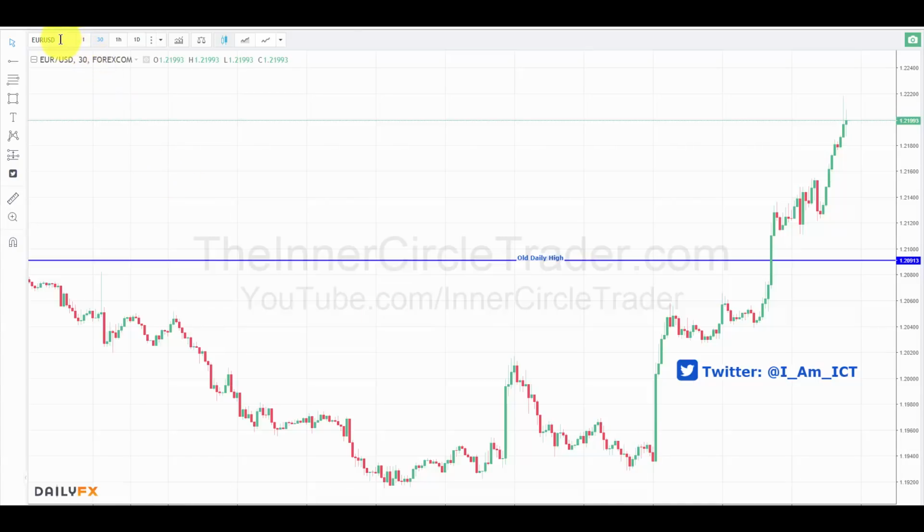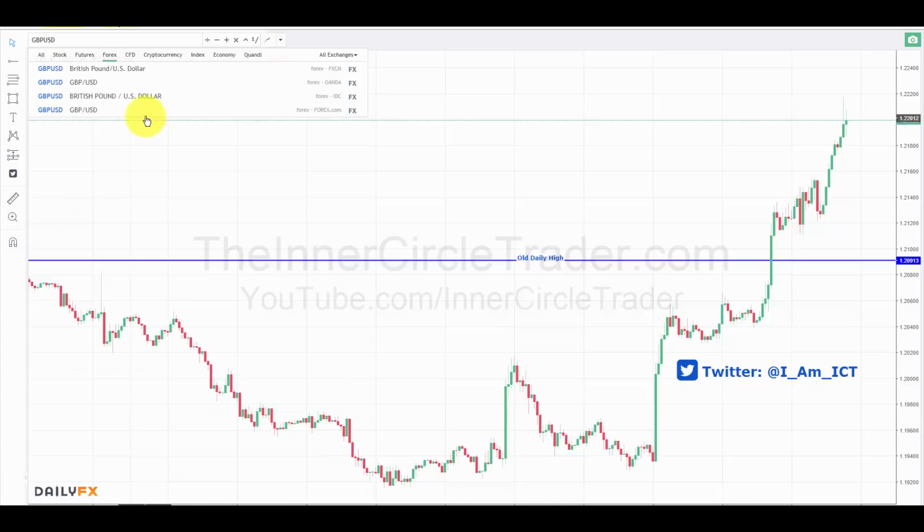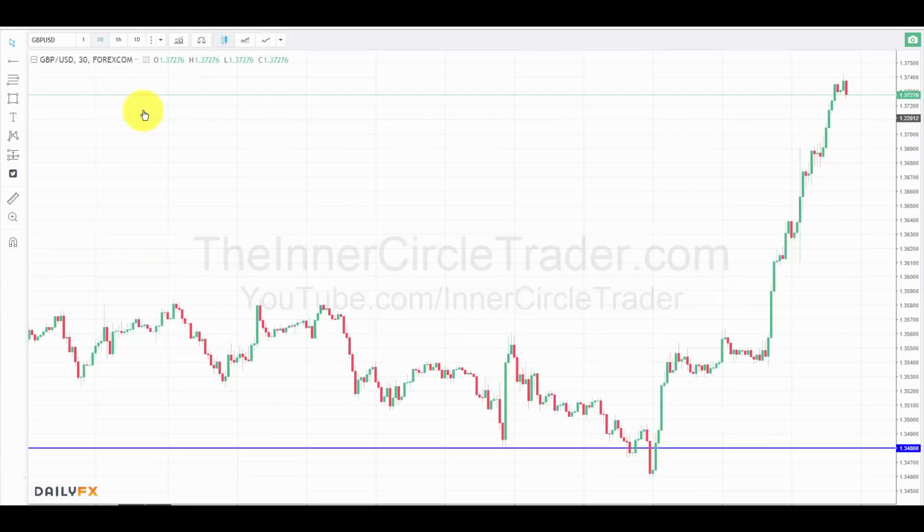And on the cable, we can see that weekly order block idea and a run on an old low right in here ahead of the ECB monetary minutes, and then nice acceleration on the upside, clearing out the buy side and getting in sync with the higher time frame weekly.